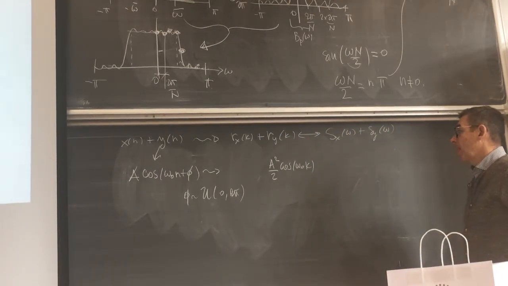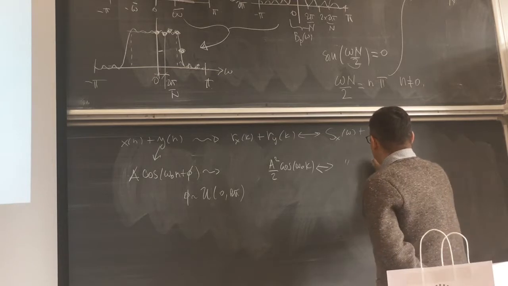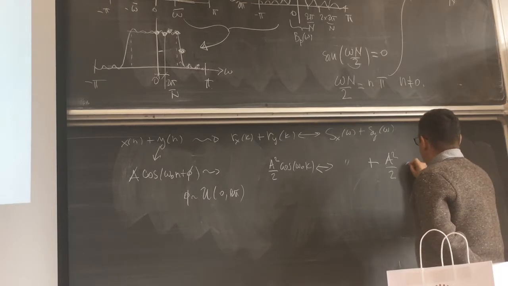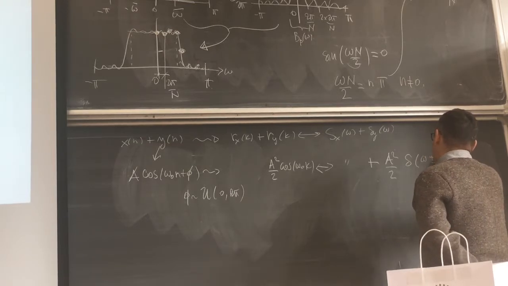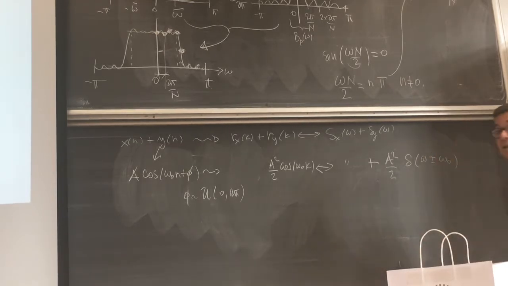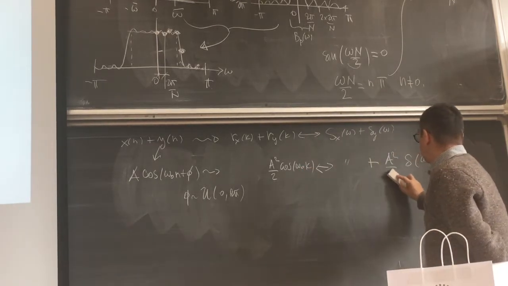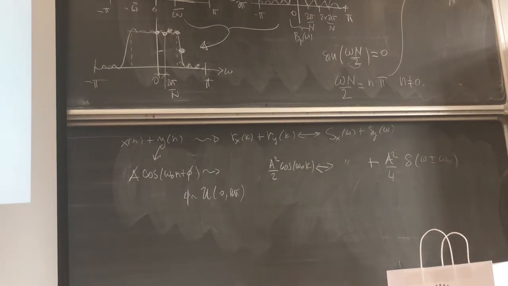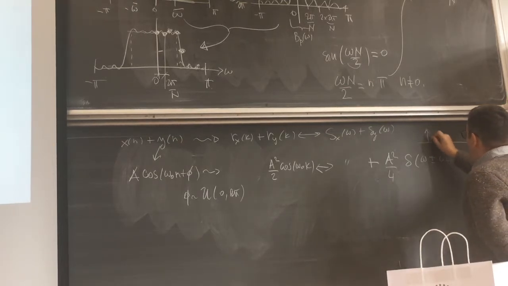Then what is the power spectral density? It is A squared divided by 2 times delta(omega plus or minus omega0), divided by 4 and a half. So I have 2 deltas: this one is made by 1 delta and 1 delta.